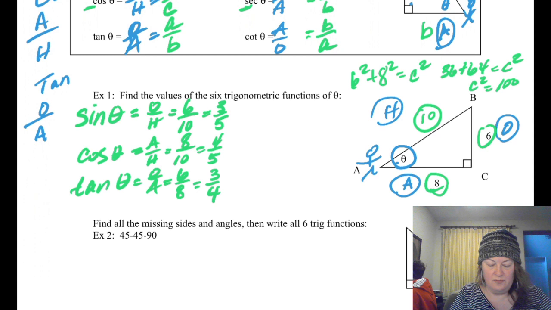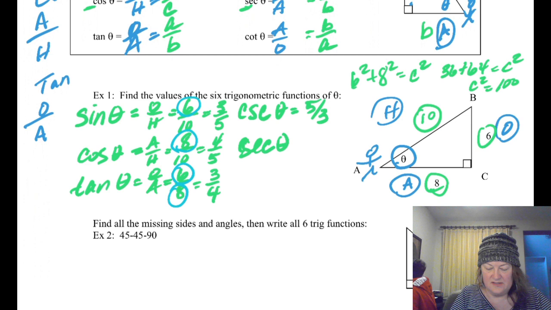Okay, so the reciprocal function, since that is sine, I need the ugly one that starts with a C, so that's cosecant. And I'm just going to take their last answer and flip it. So I'm going to call it 5 over 3. This one is going to be secant. Notice it starts with a cosine, so it's the weird one that starts with an S. This one is going to be 5 over 4.